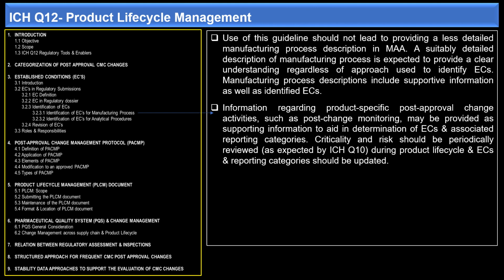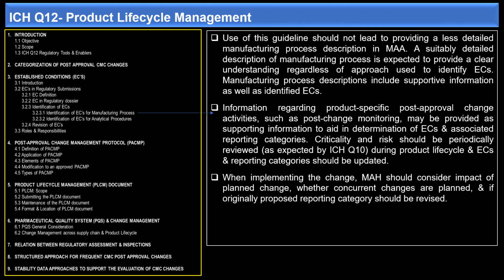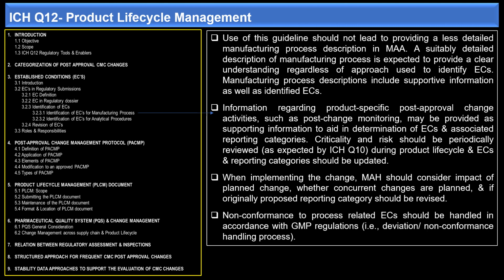Criticality and risk should be periodically reviewed during the product life cycle, and ECs and reporting categories should be updated. When implementing the change, the MAH should consider the impact of the planned change, whether concurrent changes are planned, and if originally proposed reporting categories should be revised. Non-performance of process-related ECs should be handled in accordance with GMP regulations, that is, deviations, non-conformances, etc.